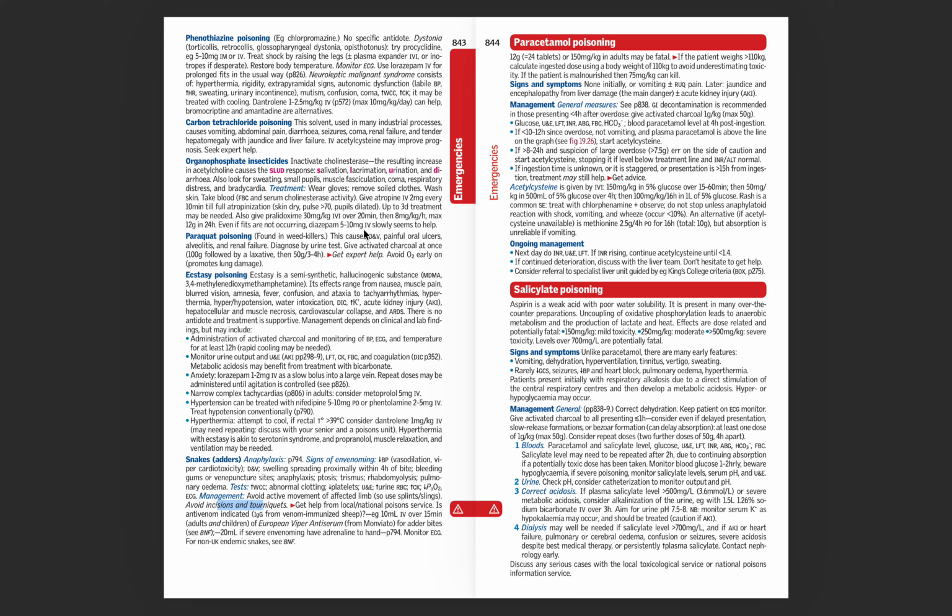Paraquat poisoning causes painful oral ulcers. It's diagnosed by urine test, and you can give activated charcoal followed by a laxative and avoid oxygen. Okay. Phenothiazine poisoning causes dystonia and so on. You just give dantrolene. Okay.